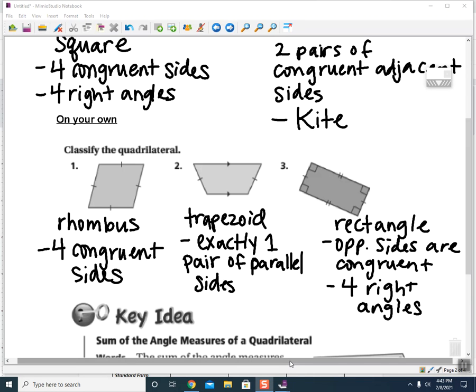Okay, so here's what you should have gotten. Number 1 is a rhombus. It has 4 congruent sides. 2 should have been a trapezoid. It has exactly 1 pair of parallel sides. And then number 3 should have been a rectangle. Opposite sides are congruent, and it also has 4 right angles.